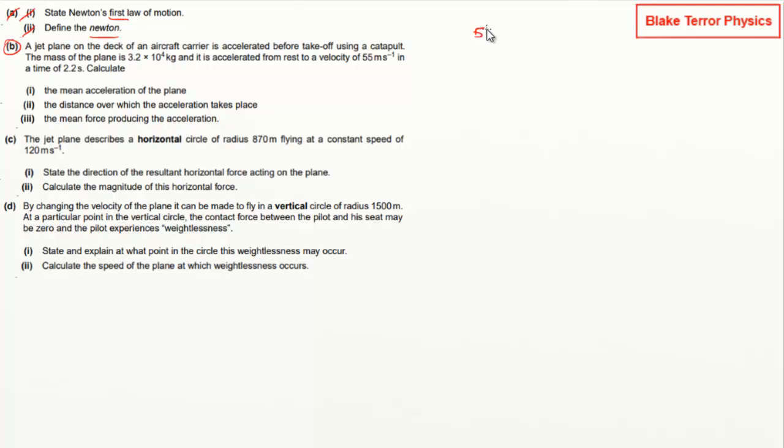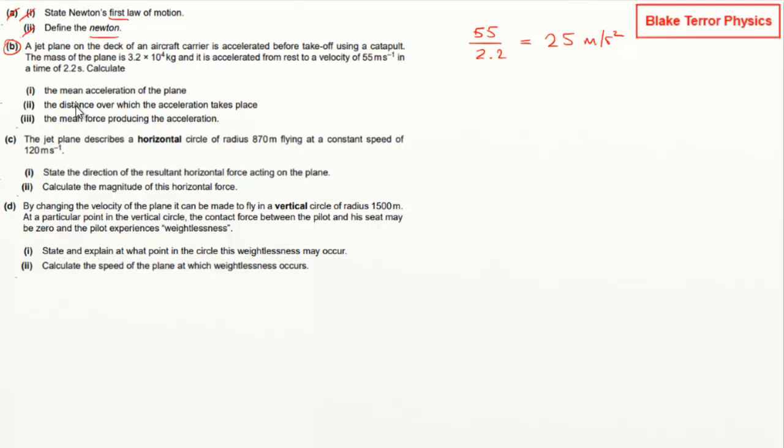That is going to be 55 divided by 2.2. So 2.2 is 11 over 5, so we're going to have 25, isn't it? 25 meters per second squared.